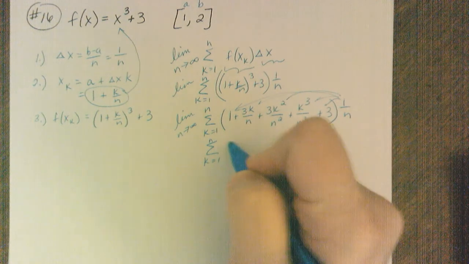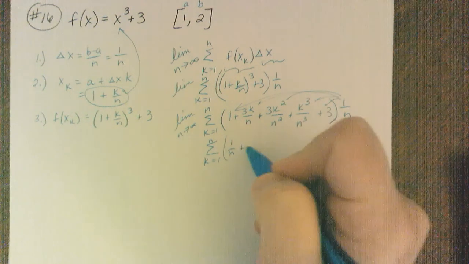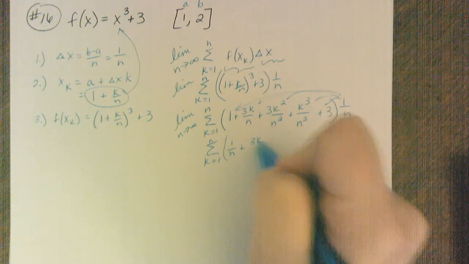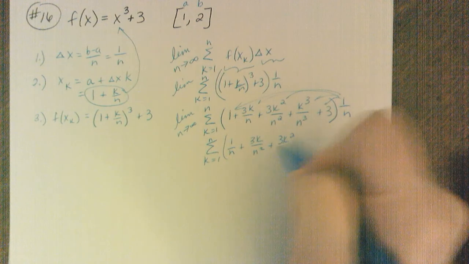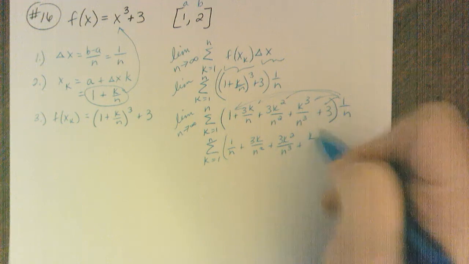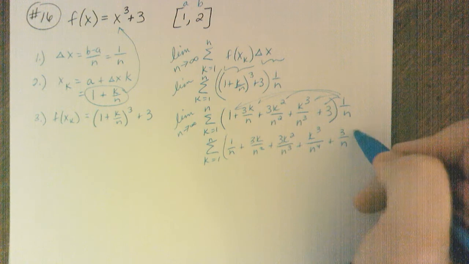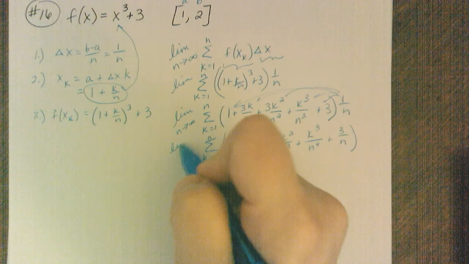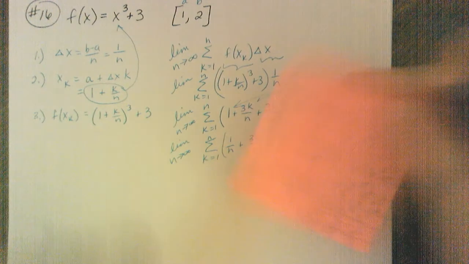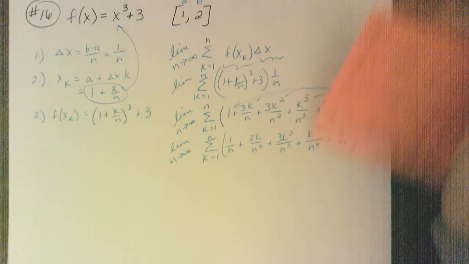So this would be 1 over n plus 3k over n squared plus 3k squared over n cubed plus k cubed over n to the 4th, plus 3 over n. And then, yes, you have to try to rewrite each one as a constant, as a k squared. So I got my little handy dandy sticky note standing by.